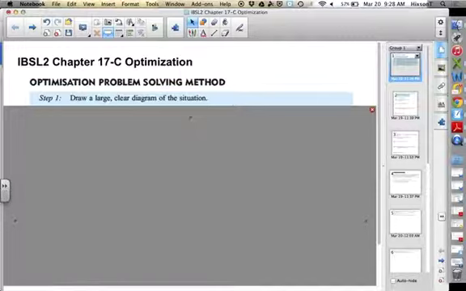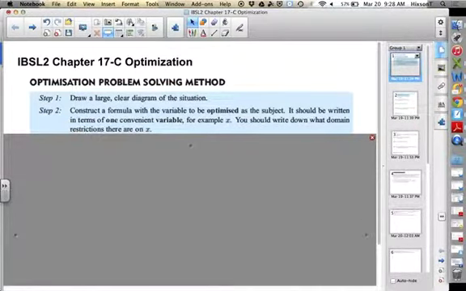First of all, when it's appropriate, draw a large, clear diagram of the situation. Now, obviously, if we're talking about a company's profits, that's not something that you can really draw a good picture of, okay? But if we're talking about area or volume, or if we're talking about some kind of a periodic function and we're modeling it or something like that, then drawing a picture can be really, really helpful, okay?